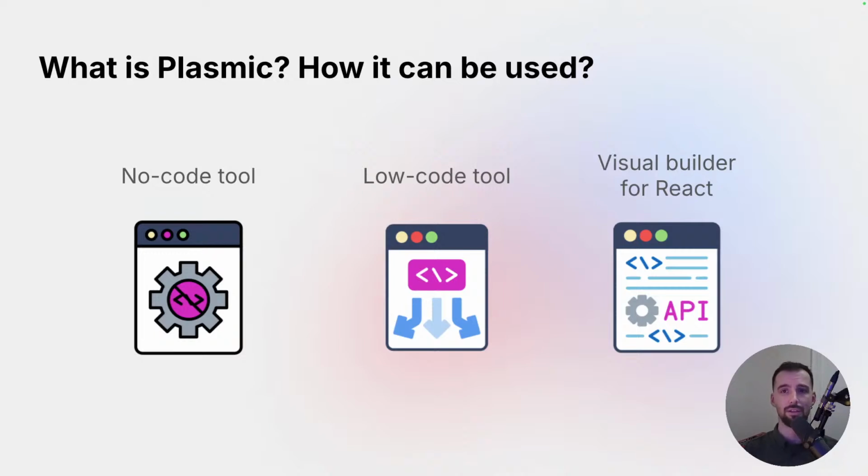If we are to categorize them, the three main ways to use Plasmic are as a no-code builder for creating stuff like landing pages, static websites, a low-code tool for building apps with external databases or internal ones if you're using Plasmic CMS. And lastly, it is a visual builder for React. It's basically a tool for React developers that allows you to visually build components while integrating seamlessly into your existing code base.